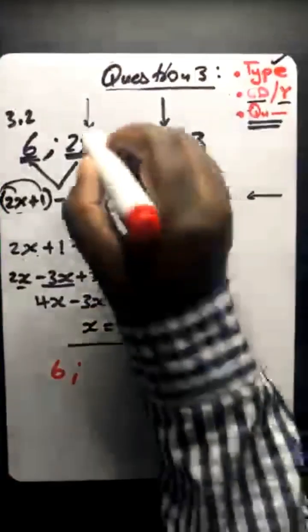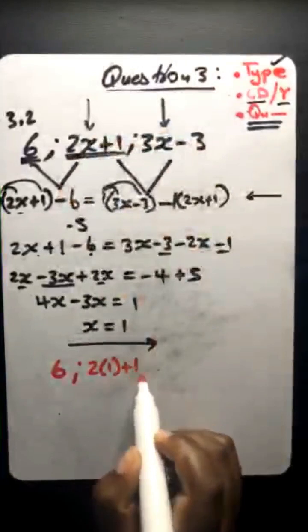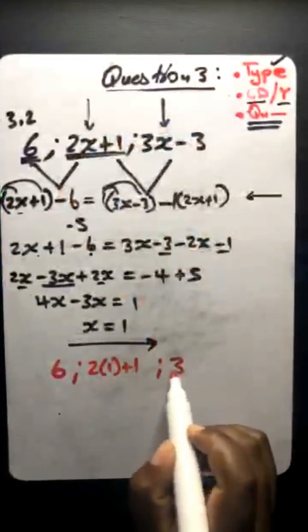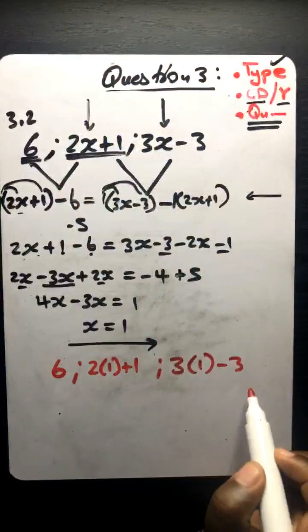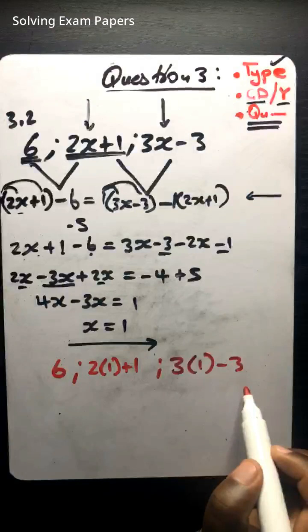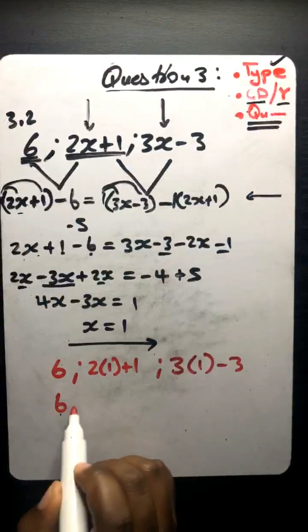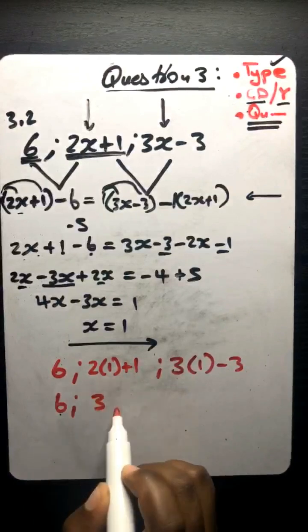So let's punch that on a calculator, Yolanda. What is 2 into 1 plus 1? You can just punch that. What is 3 into 1 minus 3? Obviously, this is 6. What is that? This is 3, isn't it? This is 3. And then what is this? I think that is 0.